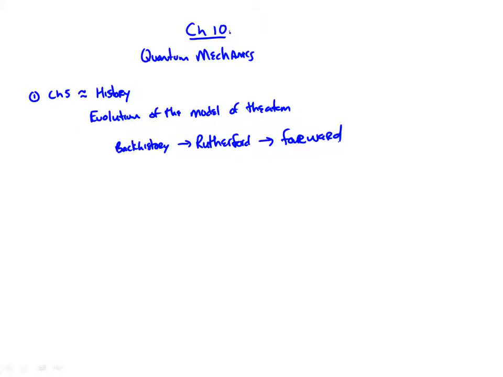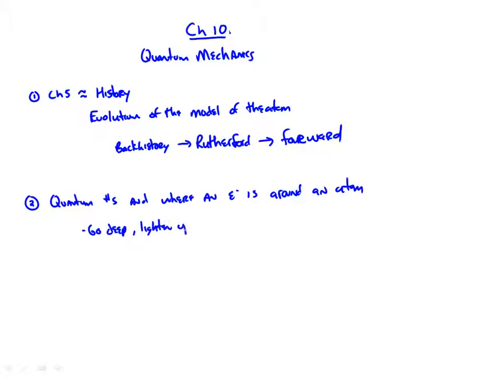The second thing we're going to look at is quantum numbers and where an electron is around an atom. And again, we'll go deep, meaning we'll talk about it deeper than what we really need to use, and then we lighten up in chapter 11. We make use of all the stuff we learned, but we also realize that we don't need to know the nitty-gritty details if we can memorize a few simple rules of thumb for things like that.